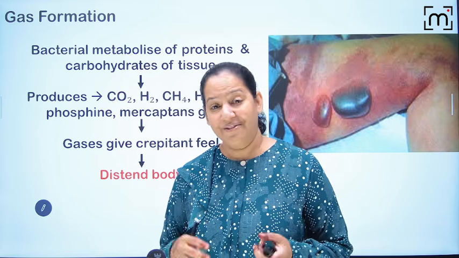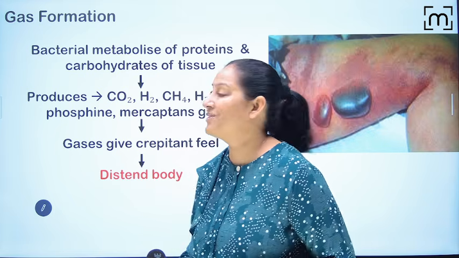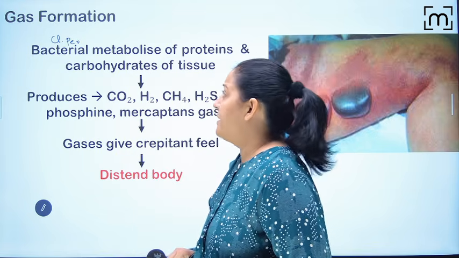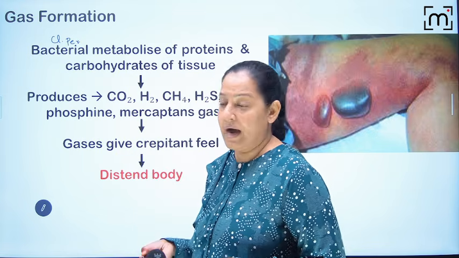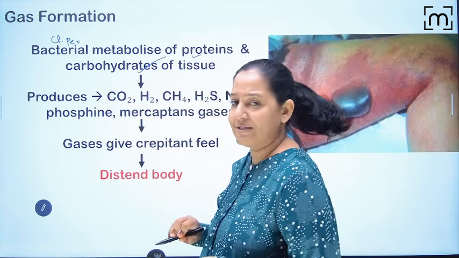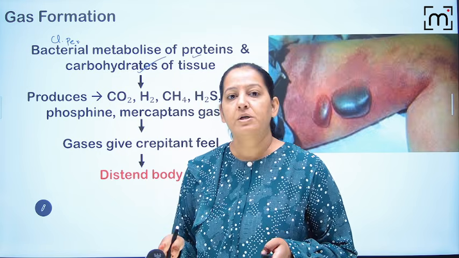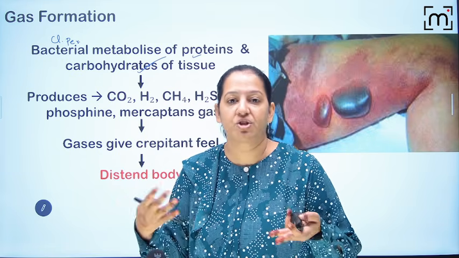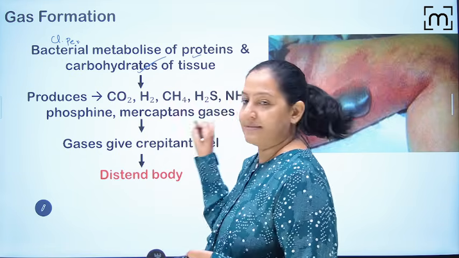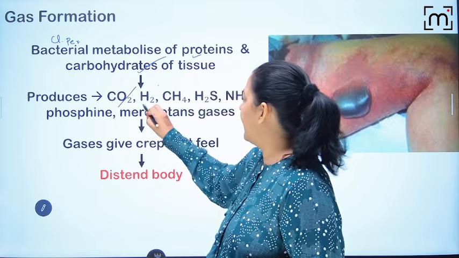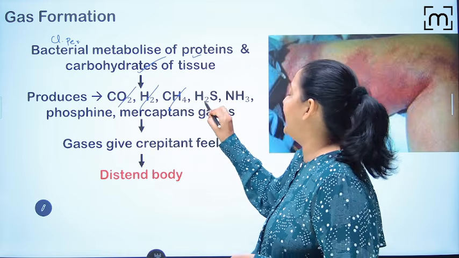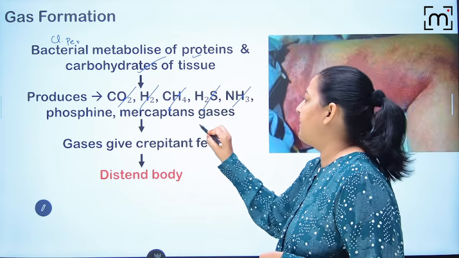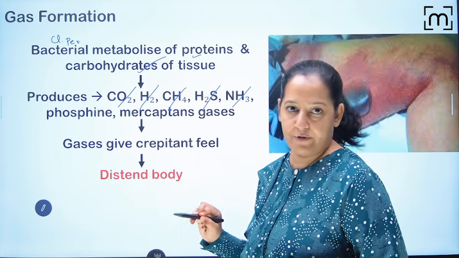Yes or no? I told you, microbiology people. So the main bacteria is Clostridium perfringens or Clostridium welchii. This bacteria metabolizes protein and carbohydrates of the dead body tissue. So this is the main bacteria causing destruction of the human body. It produces gases: carbon dioxide, hydrogen, methane, H2S (hydrogen sulfide), ammonia, phosphine, and mercaptan gases. All these gases are produced by the bacteria.